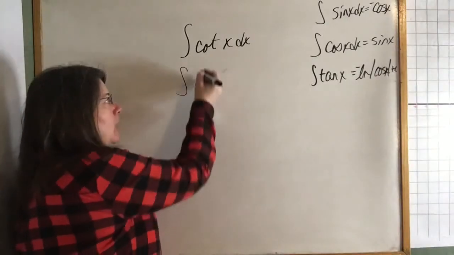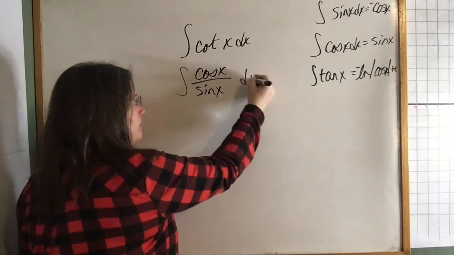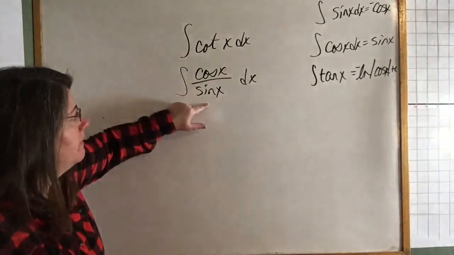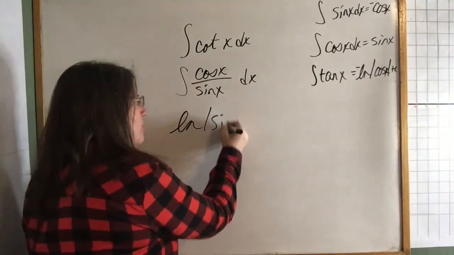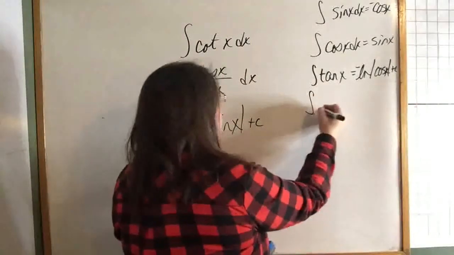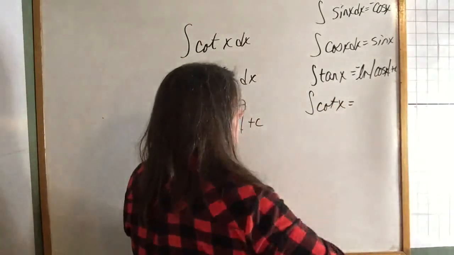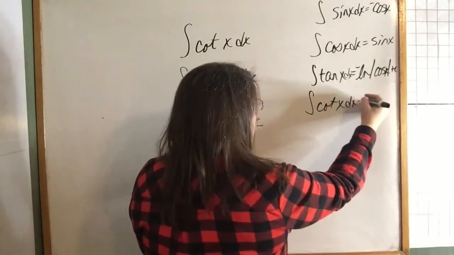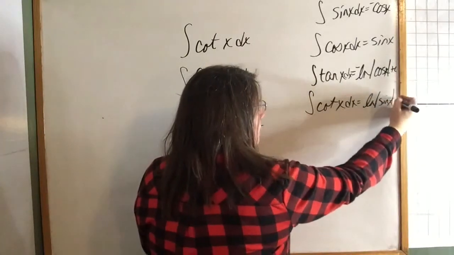So hopefully you remember that cotangent x is cosine x over sine x, and the derivative of sine is cosine. So if the derivative of sine is cosine, we have a natural log situation here. That is the natural log of the absolute value of sine x plus c. So the antiderivative of cotangent x is the natural log of the absolute value of sine x plus c.